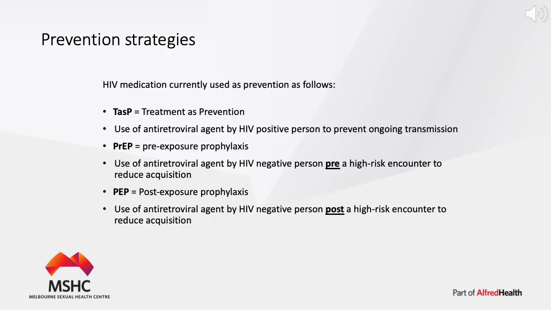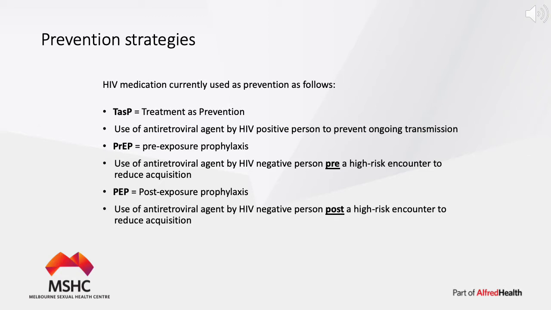So what are the prevention strategies that are available now for individuals who want to protect themselves against HIV? We've got TasP, which is treatment as prevention. It's the use of an antiretroviral agent by an HIV positive person to prevent ongoing transmission on the basis of U is equal to U.